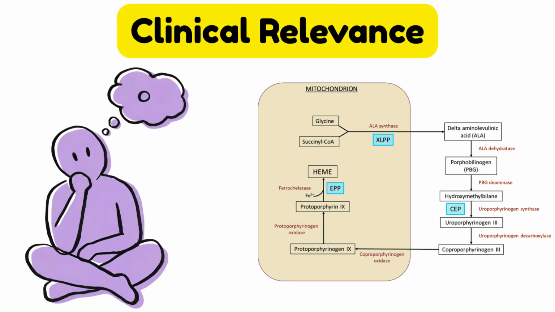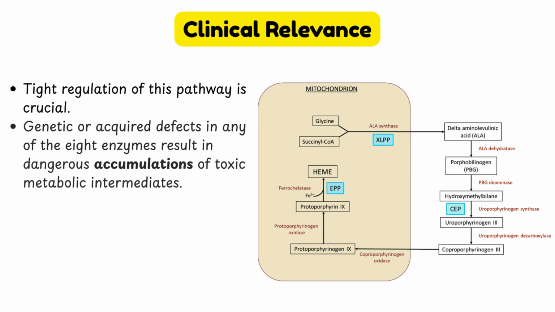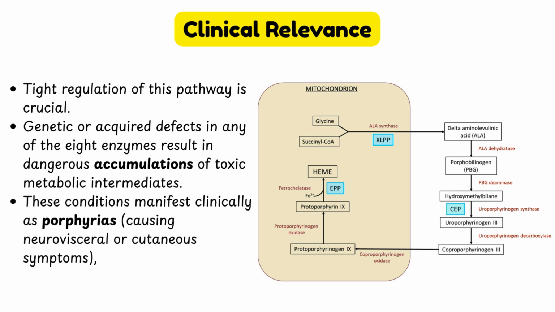Clinical relevance. Tight regulation of this pathway is crucial. Genetic or acquired defects in any of the 8 enzymes result in dangerous accumulations of toxic metabolic intermediates. These conditions manifest clinically as porphyrias, causing neurovisceral or cutaneous symptoms, sideroblastic anemias, or lead poisoning.